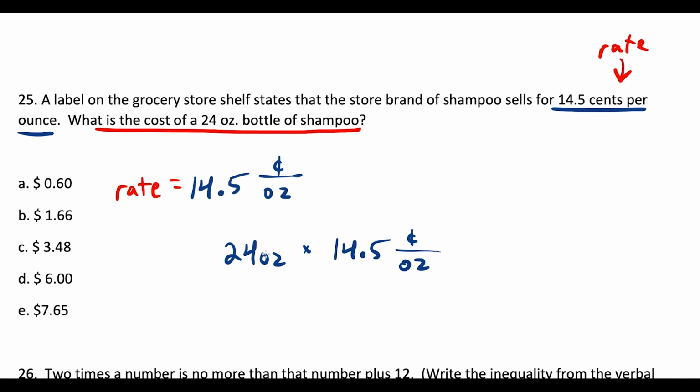And notice here we have ounces on top and ounces on bottom, so those units will cancel out. So when we do 24 times 14.5, the units are going to be in cents. So when you multiply these two numbers, you're going to get 348 cents.